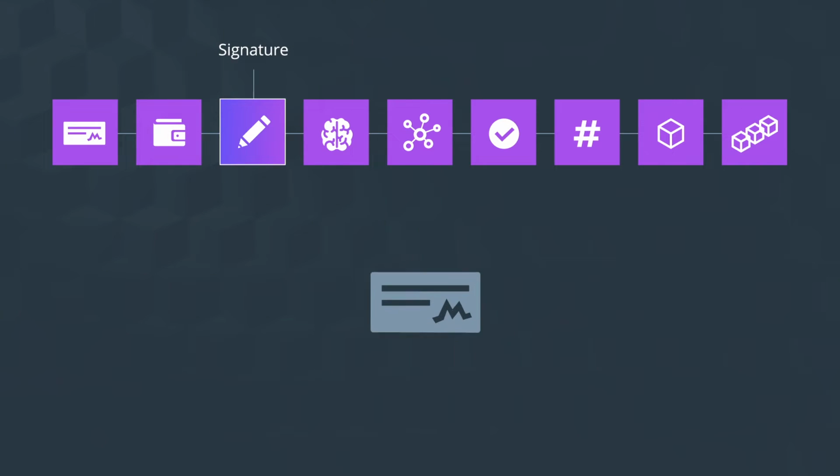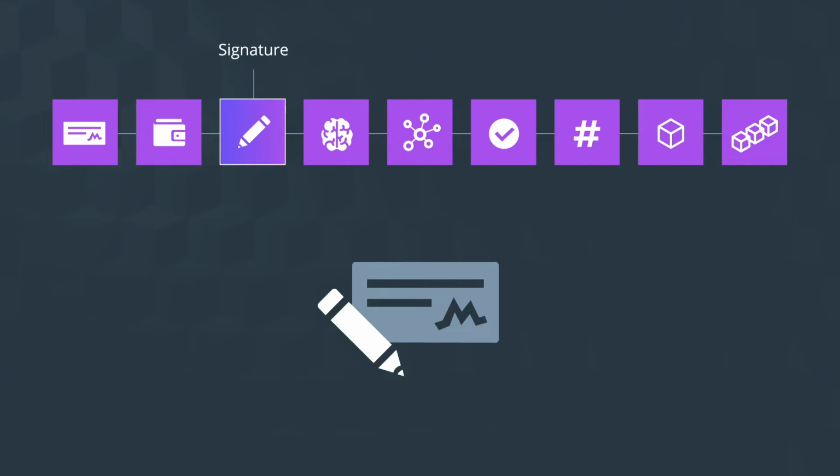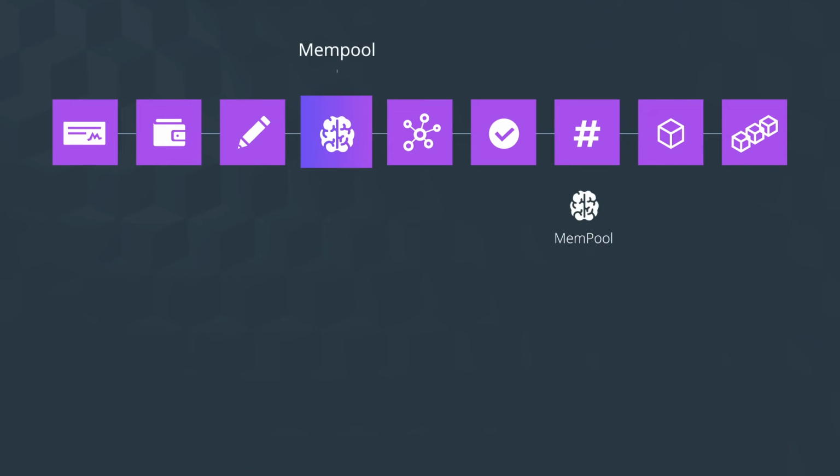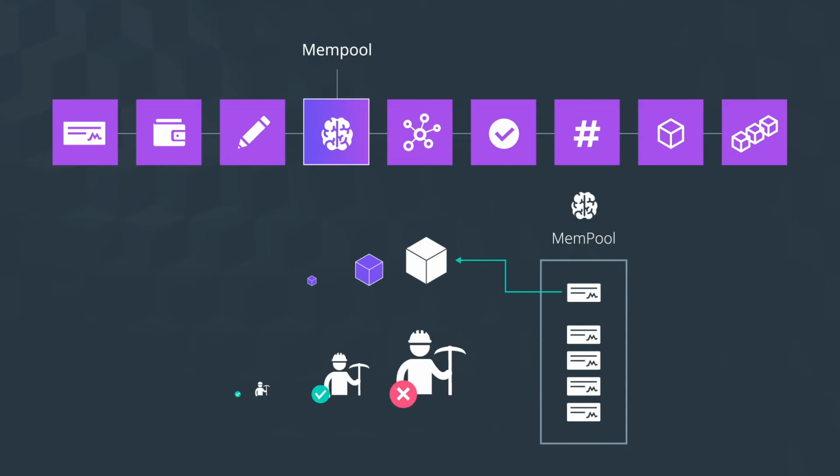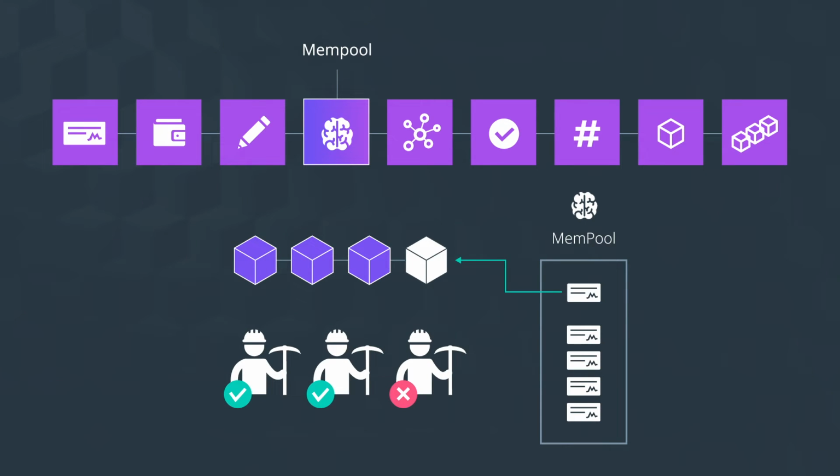Before the network validates a transaction, it needs a signature. A signature is the process by which one signs their transactions before submitting it to the node for inclusion into the next block. After signing, the transactions enter the mempool. This is where all unconfirmed transactions are placed until mining nodes validate these transactions. All transactions in the mempool are waiting to be picked up by a node in the network.